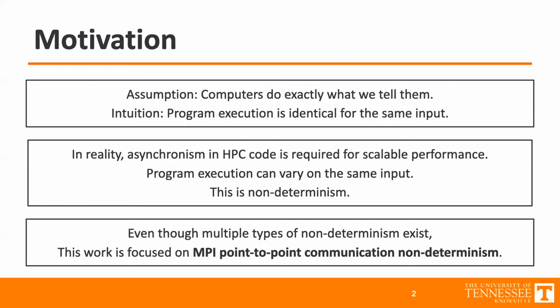That is generally correct. But the intuition that comes from this is that program execution is identical for the same input. In reality, what we have asked HPC code to do especially is to be asynchronous for scalable performance. This asynchronism means that program execution can vary on the same input. This variation is called non-determinism. Multiple types of non-determinism exist, but we're focused on MPI point-to-point communication non-determinism.